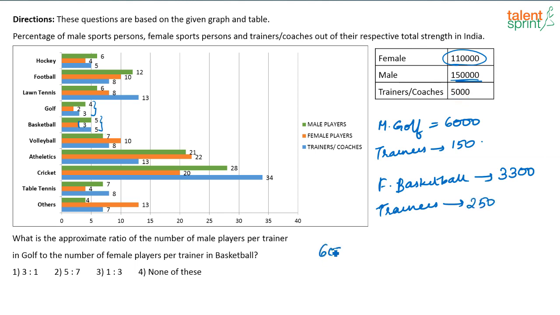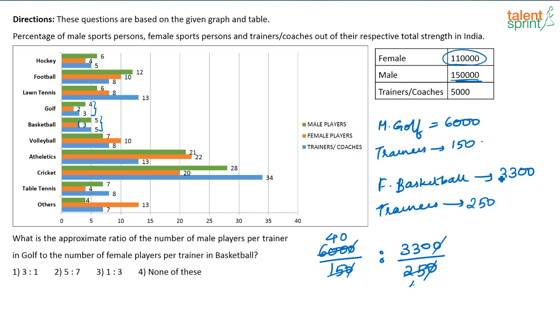So what is the ratio that they are asking? 6,000 divided by 150 is to 3,300 divided by 250. This is the ratio that they are asking, right? What is the approximate ratio of the number of male players per trainer in golf to the number of female players per trainer in basketball? So what will you get the answer here as approximately? Yes, approximately the answer will be 1:3 or 3:1. Which is your answer? It should be 3:1, right?